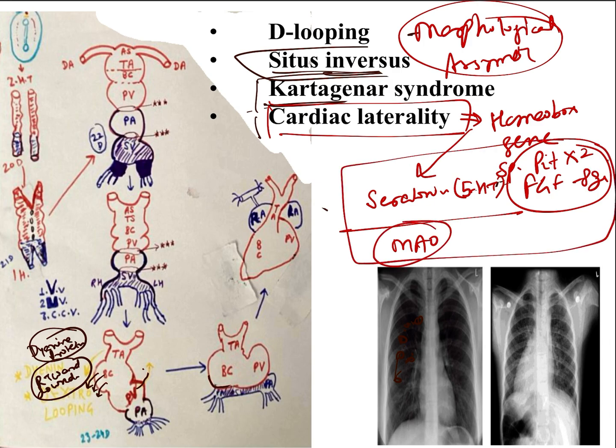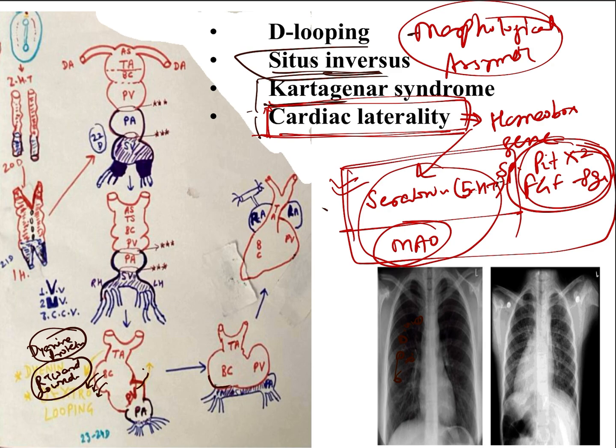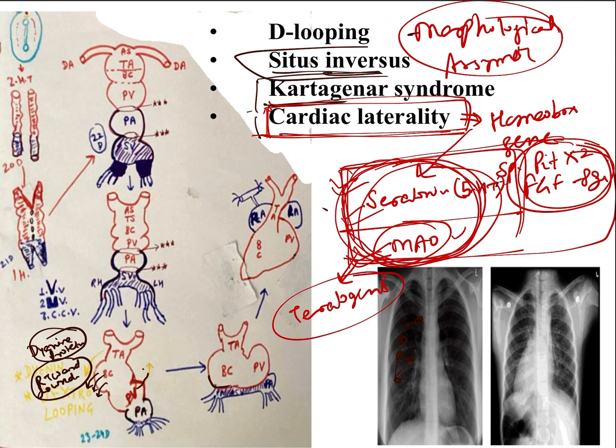These four, two genes and two chemical mediators, result in cardiac laterality in the embryo. If a mother is taking any drug like serotonin inhibitors or MAO inhibitors, then the baby born to this mother will have cardiac defects. So these drugs are teratogens. Okay.